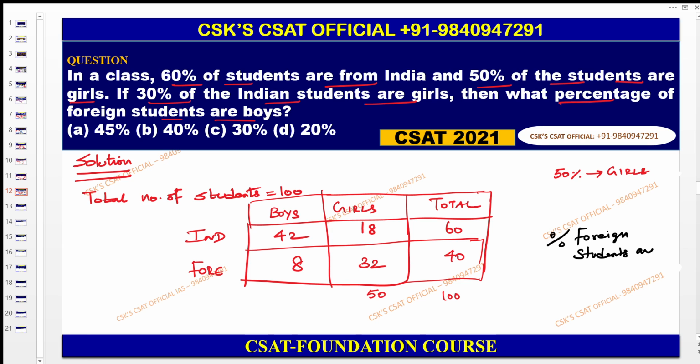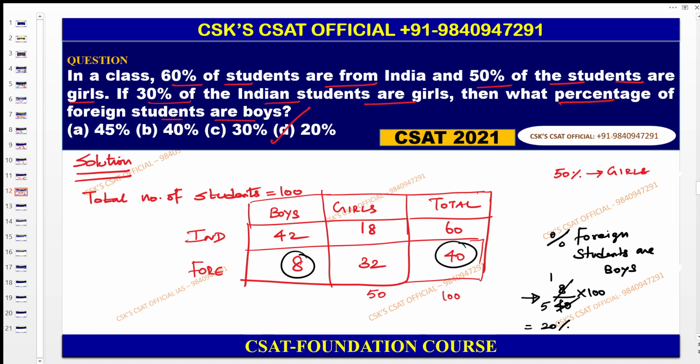Foreign students who are boys. So therefore you can take this carefully. 8 here out of foreign students. Boys here is 8. Out of foreign students here is 40. Percentage, right, into 100. Then you can cancel this one. 1 by 5. 1 by 5, which is equal to 20%. So answer for this question is 20%.